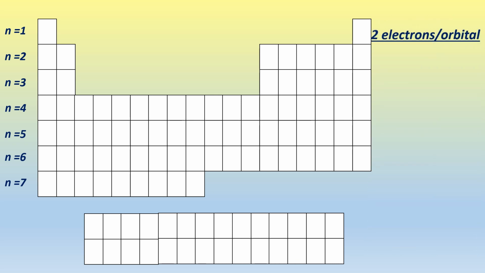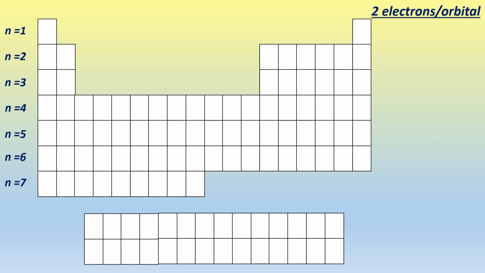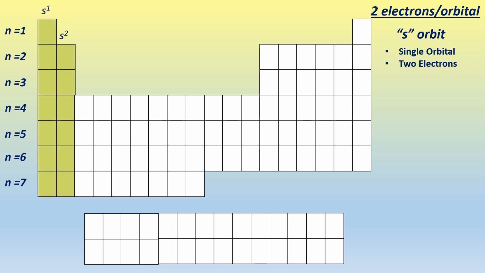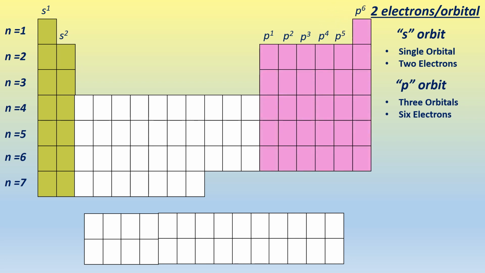If one looks at the periodic table, knowing this, the s orbital has a single orbital and therefore can hold 2 electrons. That comprises the first 2 columns of the periodic table, where the first column is filling in the first s electron and the second column is filling in the second one. A p orbit with 3 orbitals from negative 1 to positive 1 can hold 6 electrons, corresponding to the 6 columns on the right side of the periodic table, p1 through p6: 1, 2, 3, 4, 5, 6.